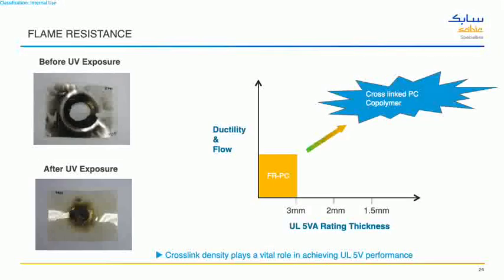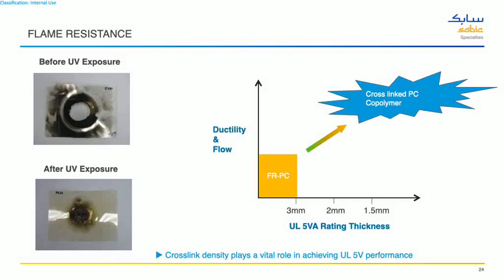So just to show another evidence here, you can see you have a flame resistance, for example. Before UV exposure, you can see the big hole formation. After the UV exposure, you form a cross-link. It doesn't want to form a hole. So it's a very interesting material we have. It maintains the ductility flow. The FR PC today can go up to 3 millimeters. It's okay with 5VB testing.